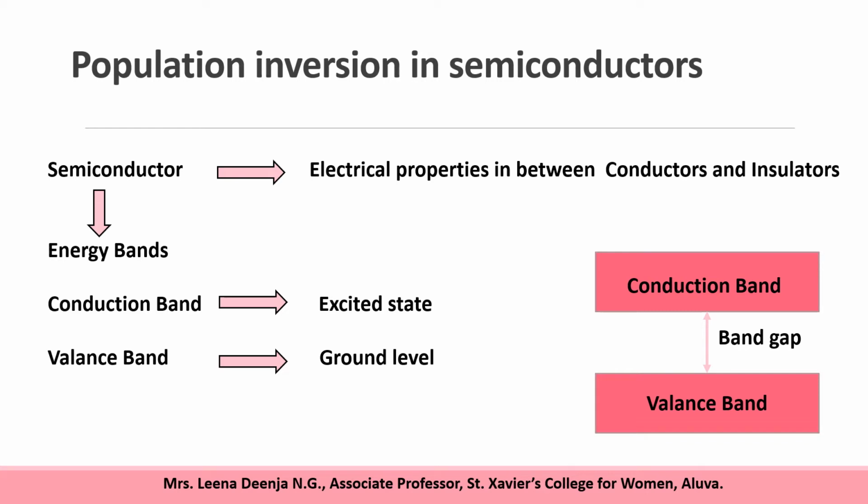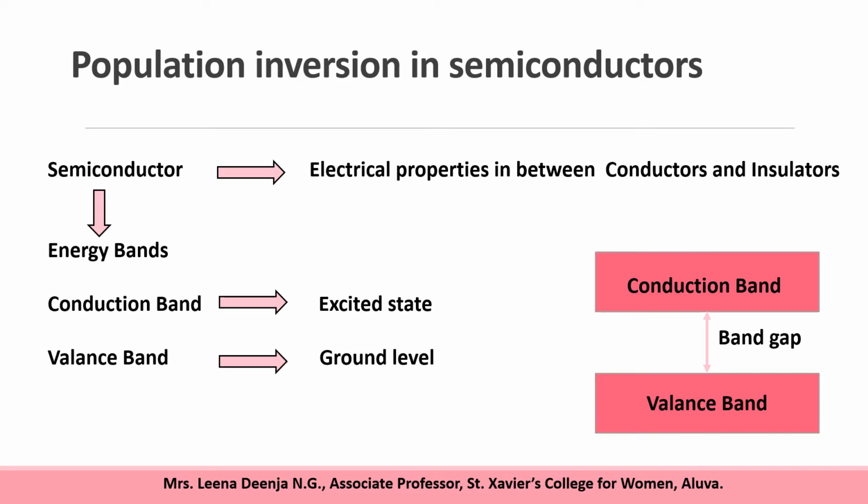Semiconductor is a material with electrical properties lying in between that of conductors and insulators. A range of energy possessed by valence electrons is called valence band, and a range of energy possessed by conduction electrons or free electrons is called conduction band. The energy gap between conduction band and valence band is called band gap. Energy gap is small in semiconductor.